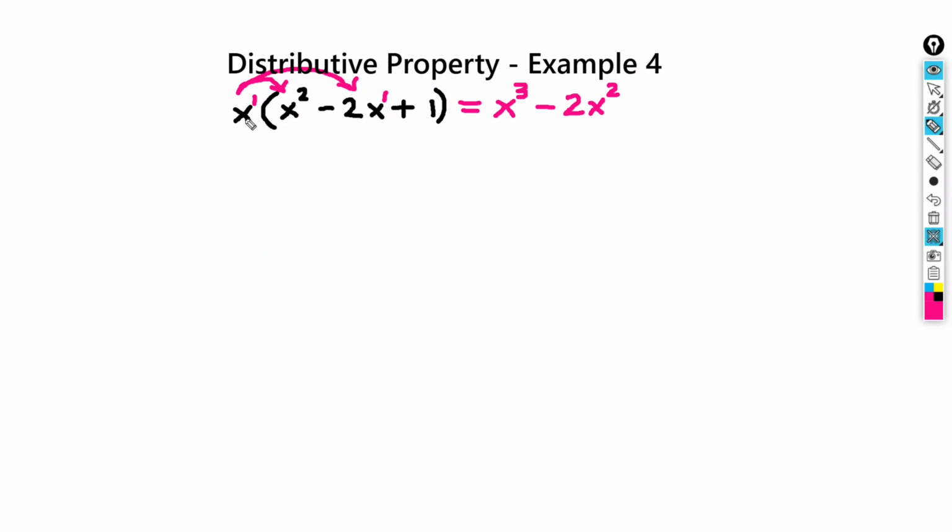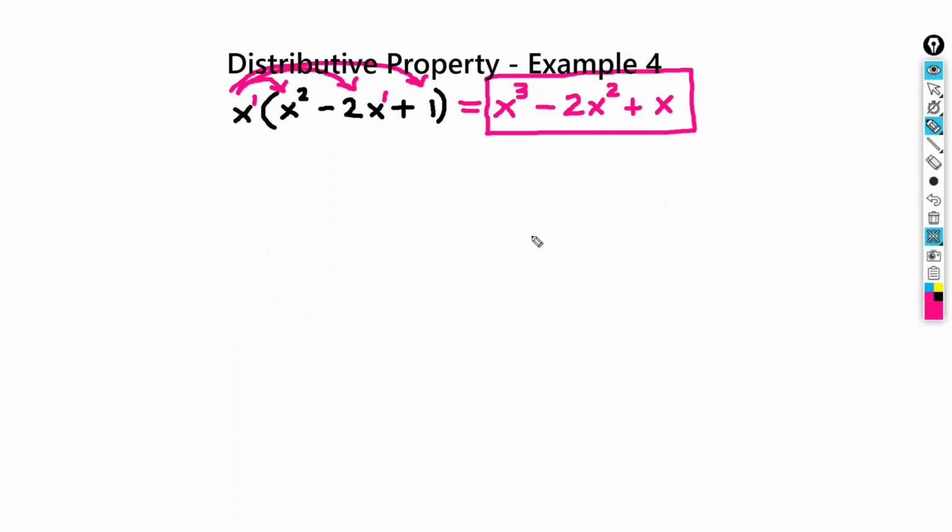And then we're going to do x times 1. That's just going to be 1x or just plus x. We don't even have to write the 1. It's understood that the coefficient in front of x is 1 if we don't write it. And that would be finishing up this example.